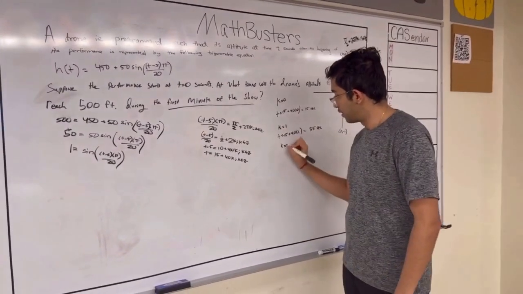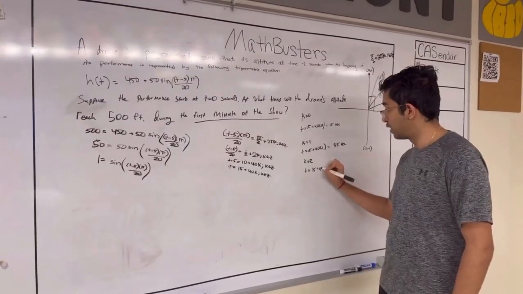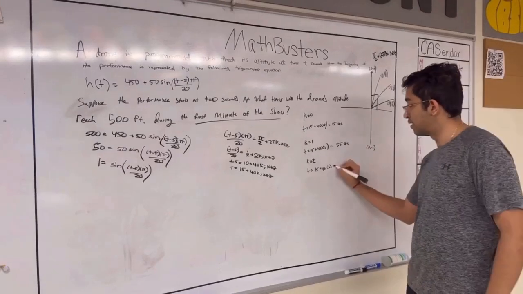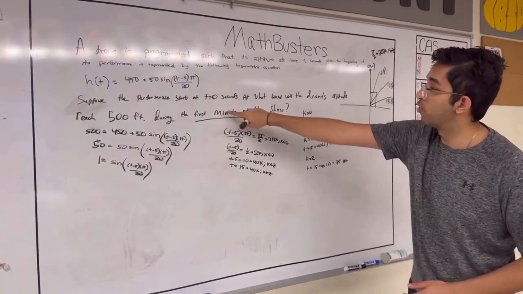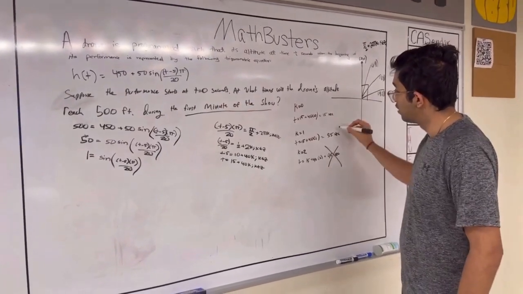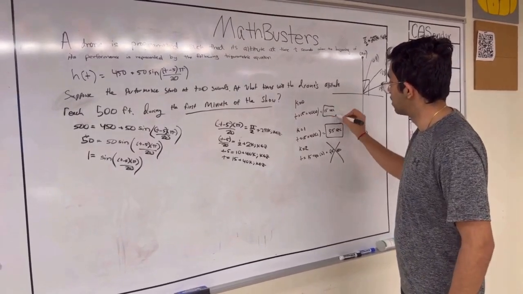Let's go with k equals 2. So we have t equals 15 plus 40 times 2. 40 times 2 is 80, so it is 95 seconds. But we know 95 seconds does not fit because that's beyond the first minute, the first 60 seconds, so 95 seconds is not an answer. Thus, our only answers are 55 seconds and 15 seconds.